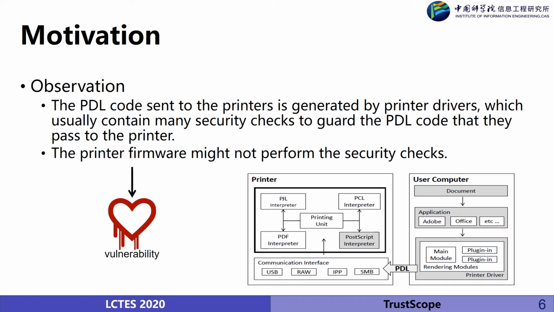The PDL code sent to the printer is generated by printer drivers, which usually contain many security checks to guard the PDL code that they pass to the printer. However, attackers generating PDL code on a machine under their control can easily bypass these checks. Therefore, a secure printer must recheck the same constraints in its PDL interpreter within the printer firmware to avoid being compromised. If printers do not comprehensively replicate the constraint checks in the firmware, then it presents an opportunity for attacks.